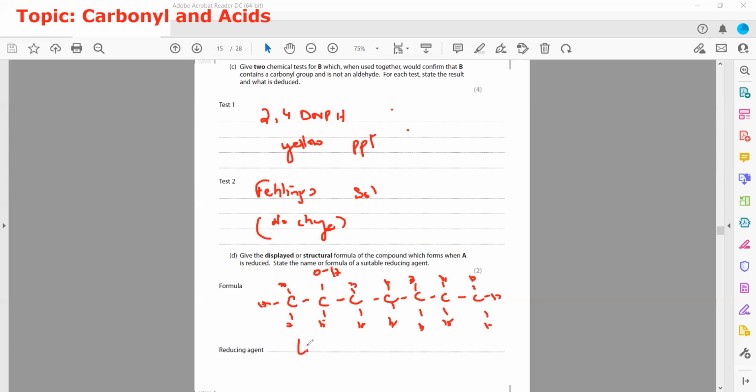And the reducing agent is lithium tetrahydridoaluminate, which is LiAlH4, in dry ether. Remember, don't forget to write this: dry ether.